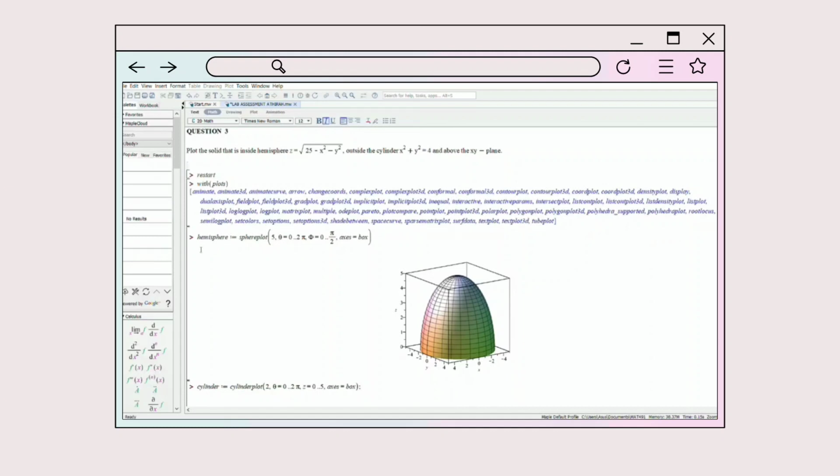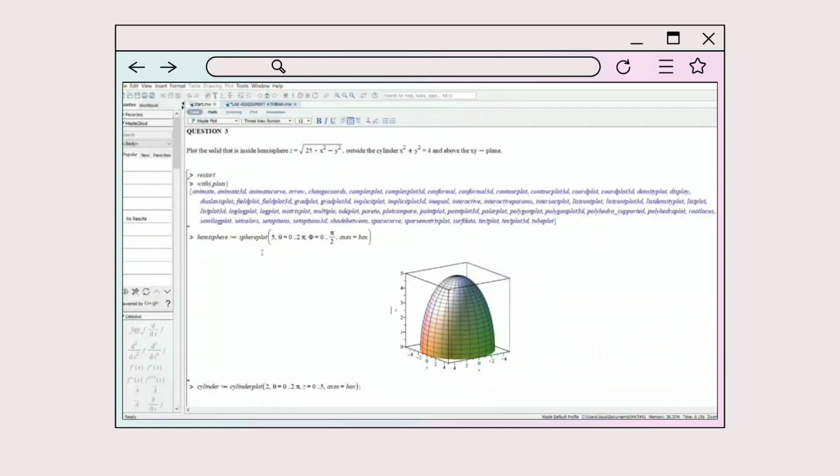After that, we will plot the hemisphere first. From the equation given for the hemisphere, which is z equal to square root of 25 minus x square minus y square, we obtain that the radius for the hemisphere is 5. So, we are using the sphere plot command where 5 is the radius, theta is the direction in the xy plane, which is 0 until 2 pi, and phi is 0 until pi over 2.